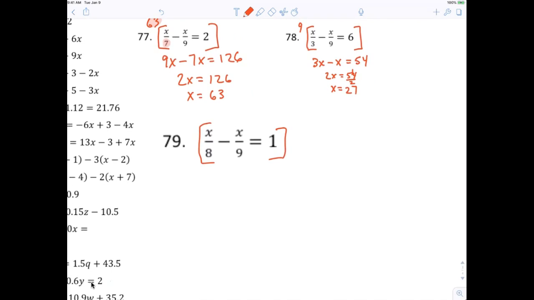Now listen, 8 and 9 have no common factors. Just multiply them together. 72 is the smallest we can do. You hear me? Come on now. All right, so now I'm going to multiply by 72, multiply by 72, multiply by 72. So now help me.